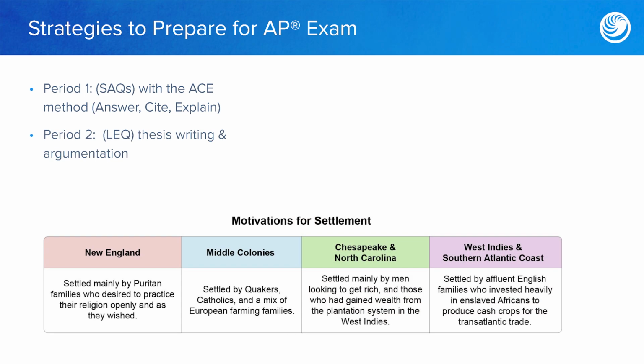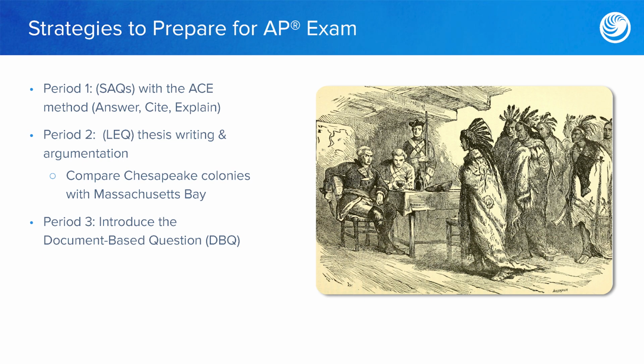Period 2, teach long essay thesis writing and argumentation. Great prompts include questions about the role of geography in the settlement of the English colonies, such as comparing the Chesapeake colonies with Massachusetts Bay. Then finally, in period 3, French and Indian War, break out the DBQ and break some hearts.